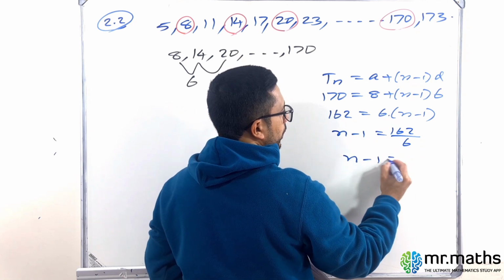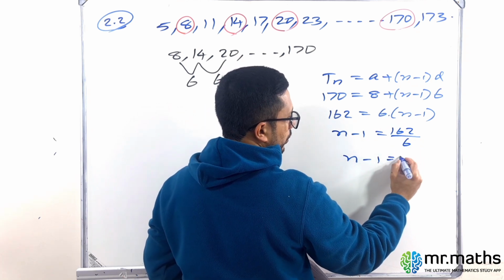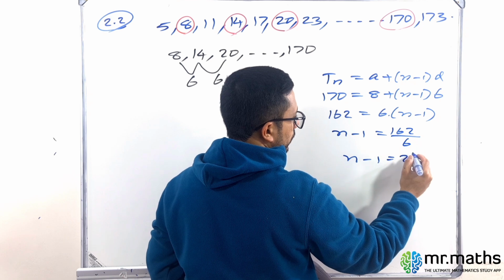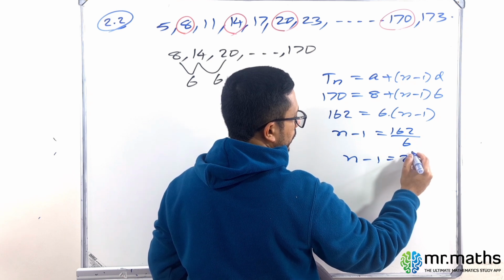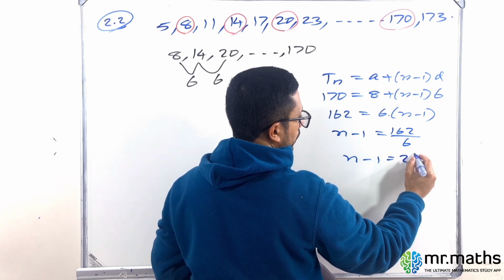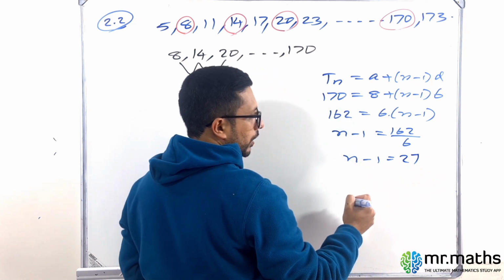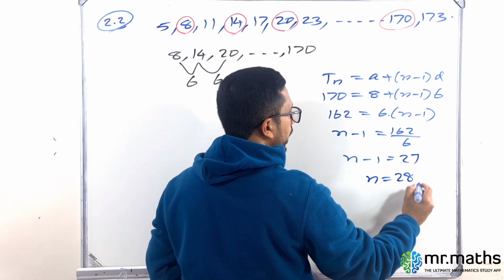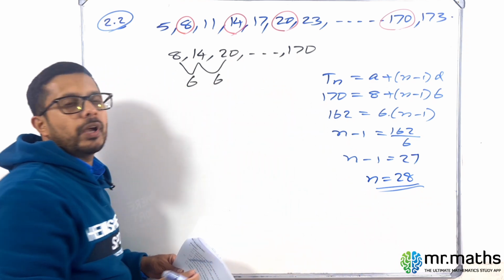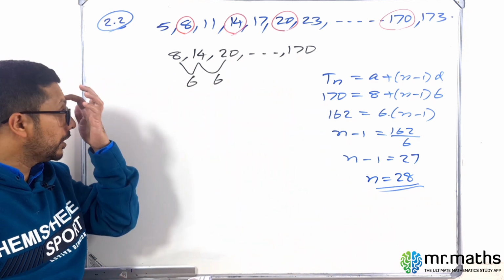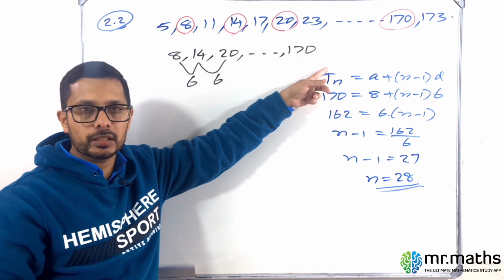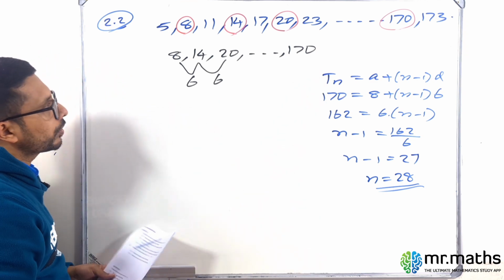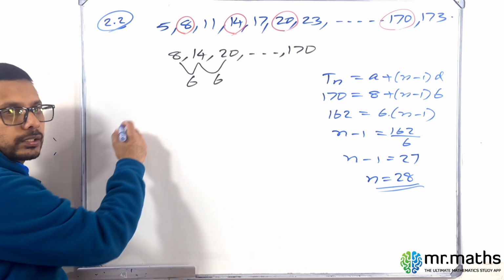So n minus 1 is equal to, what is this one? 27. So n is equal to 27 plus 1, that is 28. So the value of n is 28. That means there are 28 terms here. Now what you have to do is find the sum of this one.